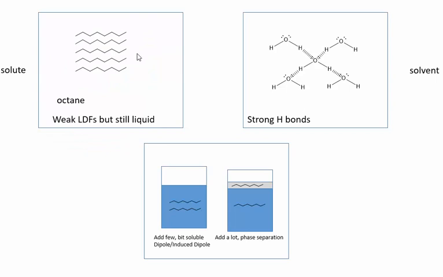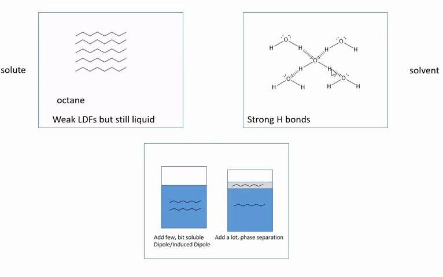Now let's consider another kind of solute, octane. We all know octane is a liquid, gasoline, at room temperature. So there must be intermolecular forces between them. They're LDFs. They're weak, but it still allows it to be a liquid. Now, is this going to be soluble in water? And again, these aren't very strong. The interactions among water molecules themselves are strong. So what's going to happen?